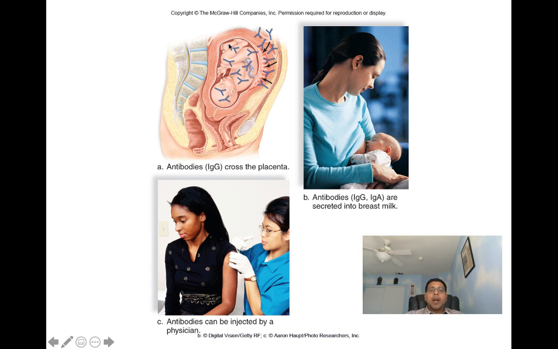Here we can see antibody IgG and how it's able to cross the placenta. Then antibodies IgG and IgA are secreted into breast milk. And last, here we can see antibodies being injected by a physician into a patient.